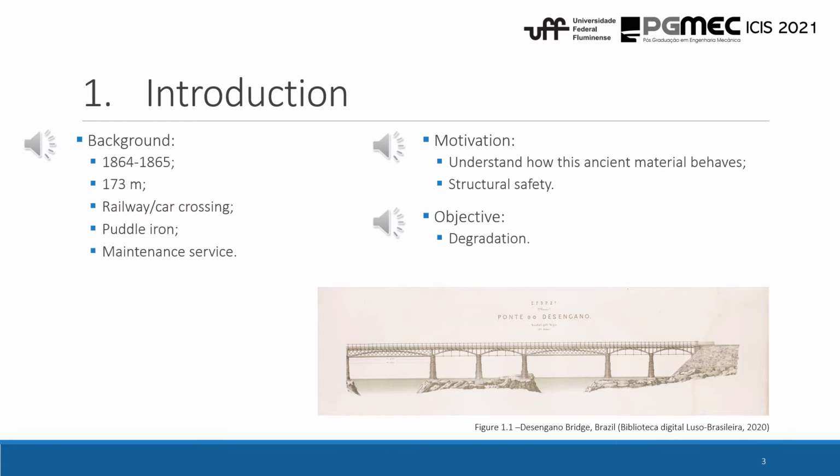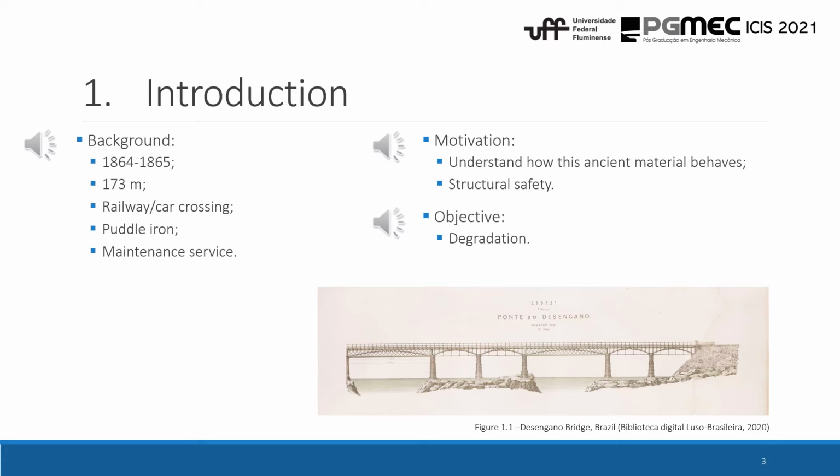First of all, I will talk more about the background of this structure. So this bridge was built between the years of 1864-1865, resulting in more than 150 years of operation. It has 173 meters, and it was initially built only as a railway bridge, but nowadays it is also used as a car crossing bridge, and the material used was puddled iron.